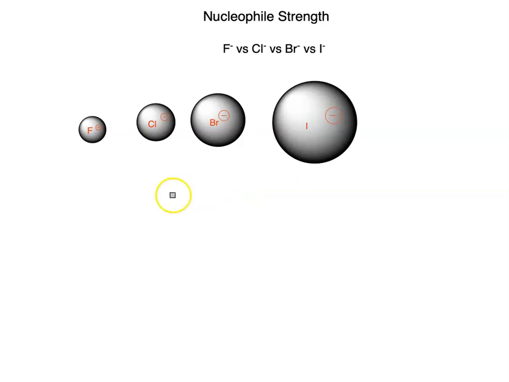The first ramification is the fact that they all have the same charge. They all have a -1 charge. In the fluoride ion, that minus charge is spread over a very small area. For the iodide ion, that charge is spread over a much larger area. The charge is much more diffuse. The next thing that this size plays a role in is in the actual mechanism of the reaction.